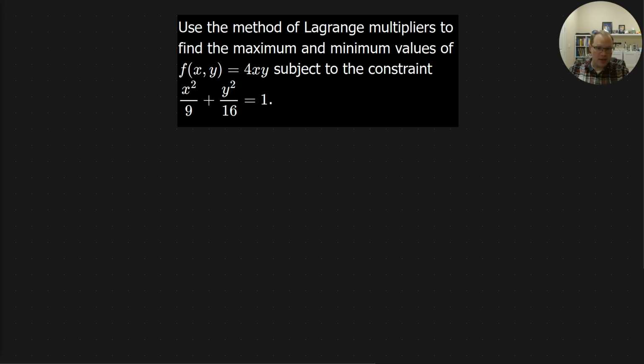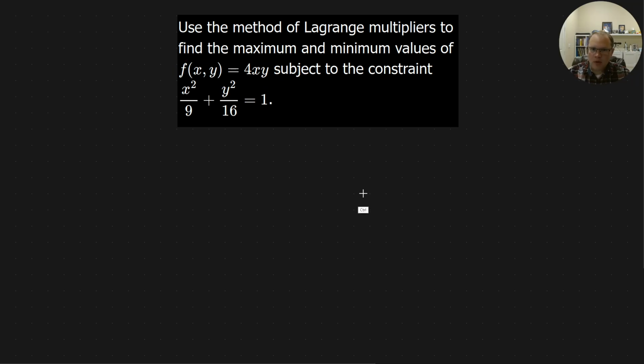So let's take a look at an example. We want to use the method of Lagrange multipliers to find the maximum and minimum values of the function 4xy subject to the constraint x squared over 9 plus y squared over 16 equals 1. Okay, so along this ellipse, where does this function reach its maximum? Where does it reach its minimum?